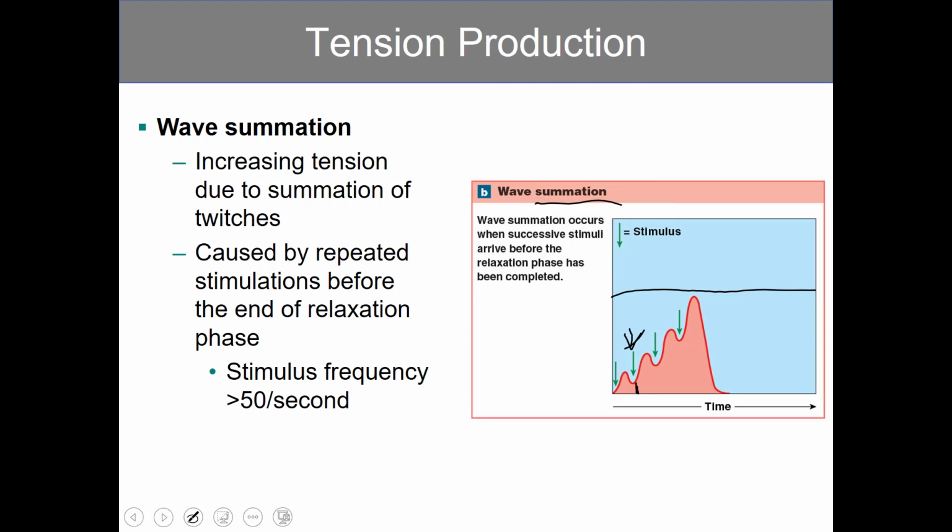The amount of calcium left in the cytoplasm or the sarcoplasm in between successive twitches increases. So you have just a little bit more calcium with each, and that's going to cause basically more troponins to be bound, more cross bridges to be formed, and a greater tension to be produced.